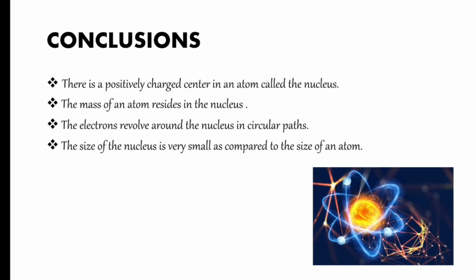Conclusions. There is a positively charged center in an atom called the nucleus. The mass of an atom resides in the nucleus. The electrons revolve around the nucleus in a circular path, and the size of the nucleus is very small as compared to the size of an atom.